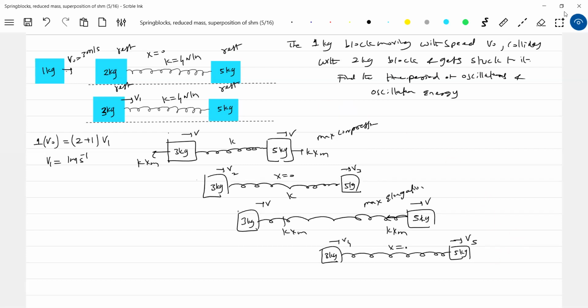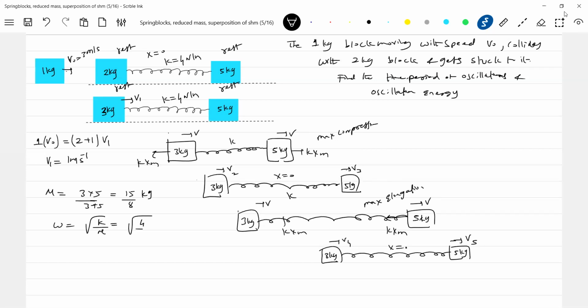We have to calculate the time period of oscillations. First, what is the time period of oscillation? What is the effective mass of the system? What is mu equal to? 3 into 5 by 3 plus 5. So this will be 15 by 8, that is the mu. This is the effective mass. Then what is the time period of oscillation? What is the omega? The angular frequency will be root of K by mu.